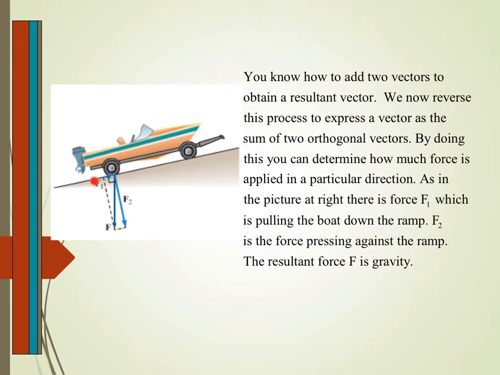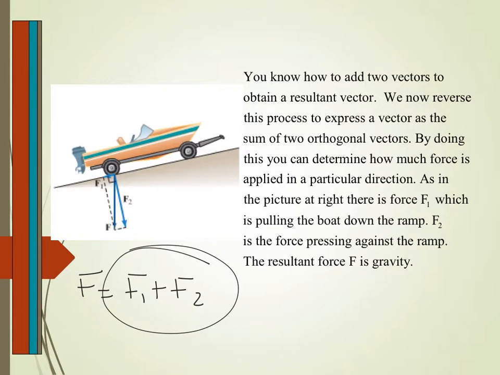Part of this force, F1, is pushing the boat down the ramp. Another part of this force, F2, is pressing the boat against the ramp at a right angle to the incline. So these two forces, F1 and F2, are called the vector components of F. And notice that F is equal to F1 plus F2. So a method for finding F1 and F2 involves projecting a vector onto another. We have the resultant F, and we're going to break it apart so that we can find F1 and F2. Okay?